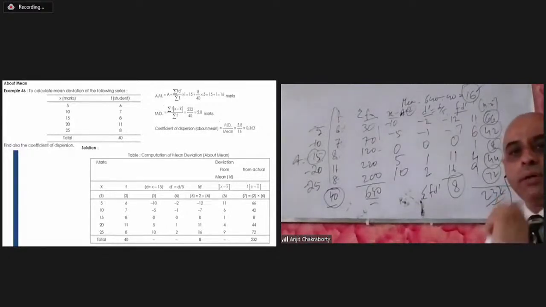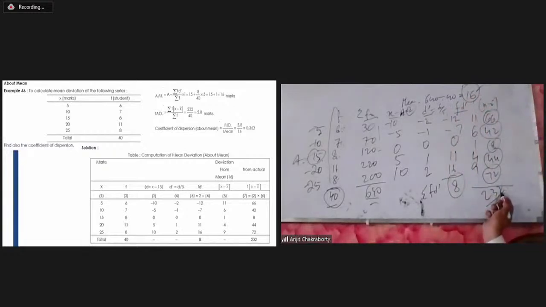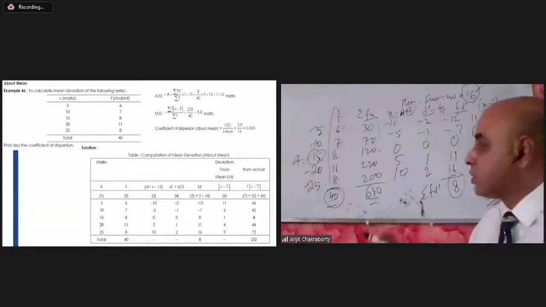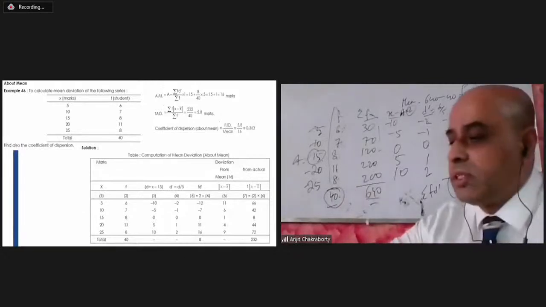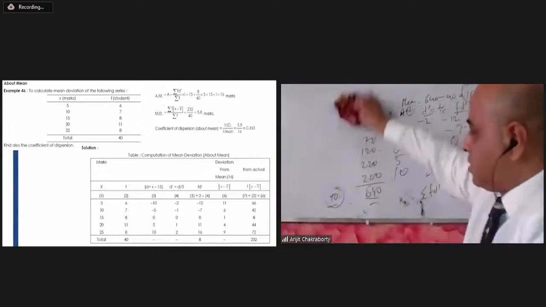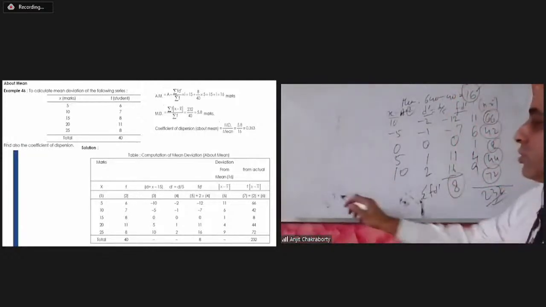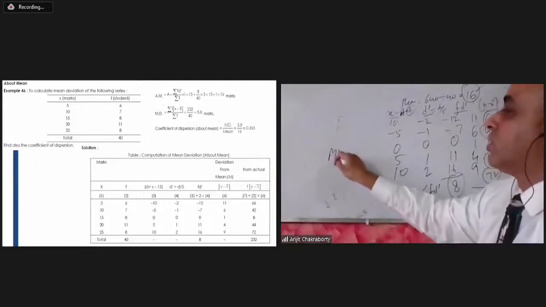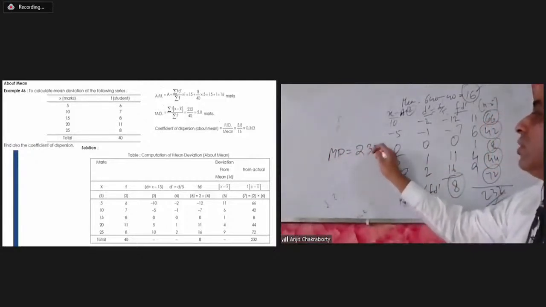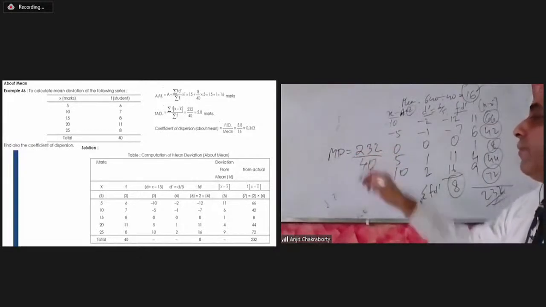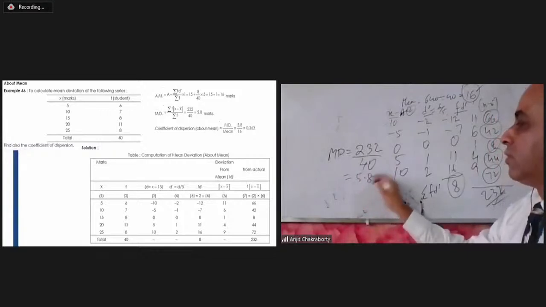So from here we can find the mean deviation. Mean deviation is the total deviation divided by the total frequency, which is 40. This portion is not required anymore. So the mean deviation is equal to 232 divided by 40, which comes to around 5.8.